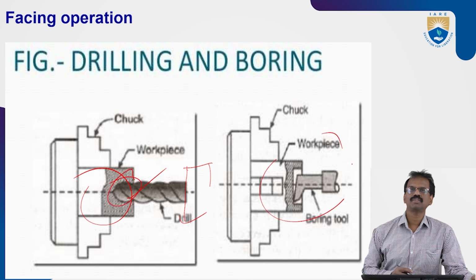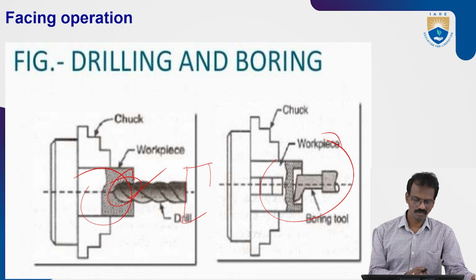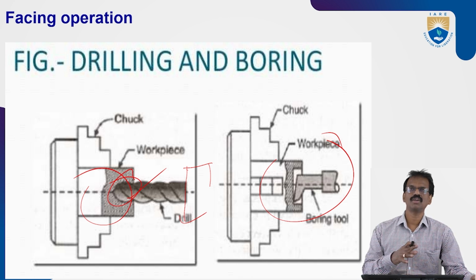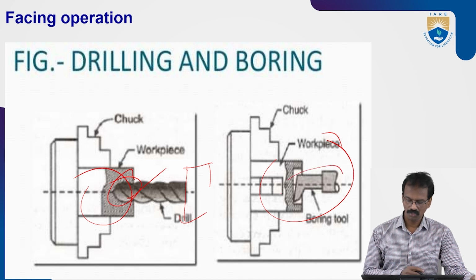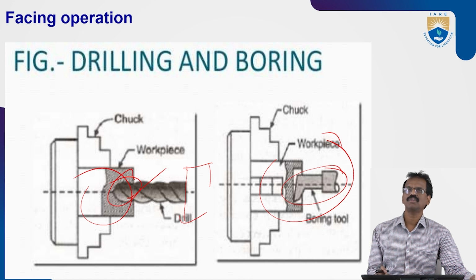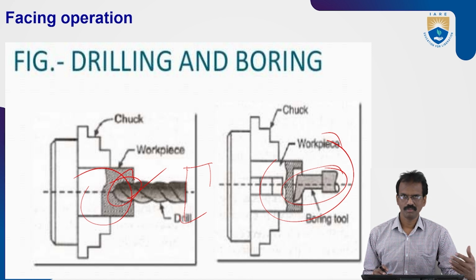Next, the boring operation. Boring operation is enlarging the hole, just like what was done by the drilling operation. We can enlarge the hole as per our requirements. So this is the boring tool. It can be fixed in the tailstock, and we can perform this operation with the help of the lathe machine.